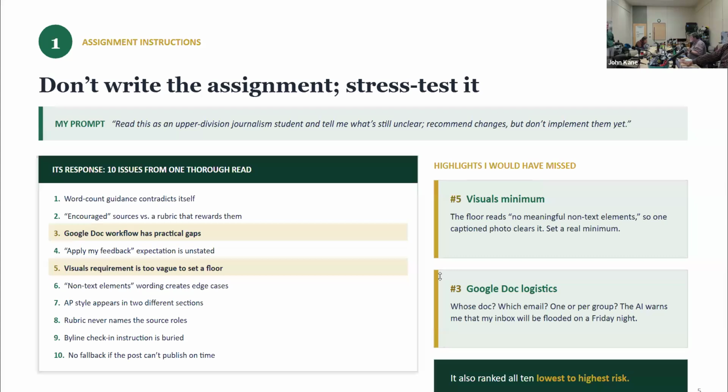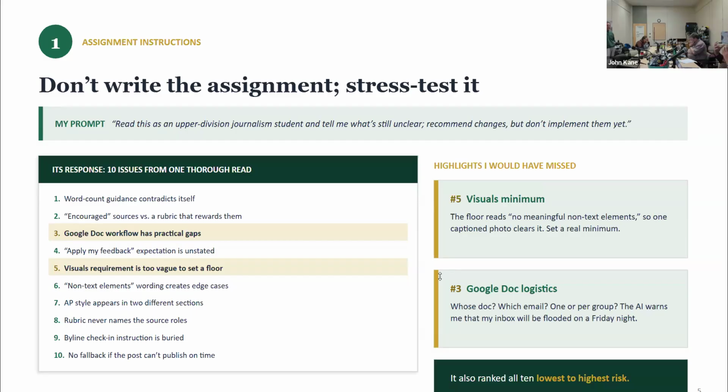It came back with 10 very specific issues, most of which I agreed with, several that I hadn't seen, including contradictory instructions I'd given students about word count, a process that I thought I had explained pretty well about submitting a draft to me through Google Docs, but the AI pointed out it's not quite clear who has to submit it, how many have to be submitted, what the feedback timeline is, etc.